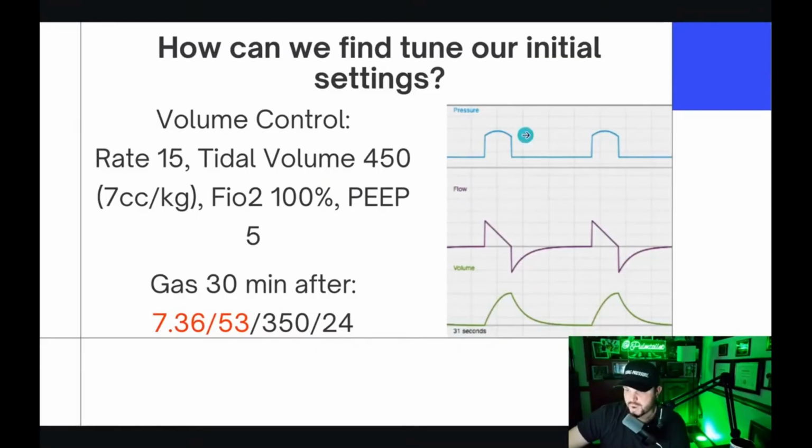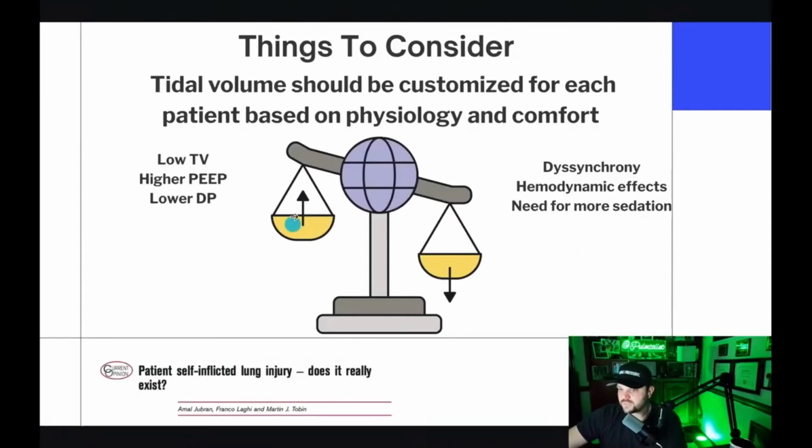And if you saw waveforms like this, these are normal, so I wouldn't be too concerned about that. The one thing I wanted to throw in is that we need to be really cognizant of this: if you just snap your fingers and make the tidal volume 60 cc per kg, and the patient has some reason to breathe tremendously, you're going to cause dysynchrony.